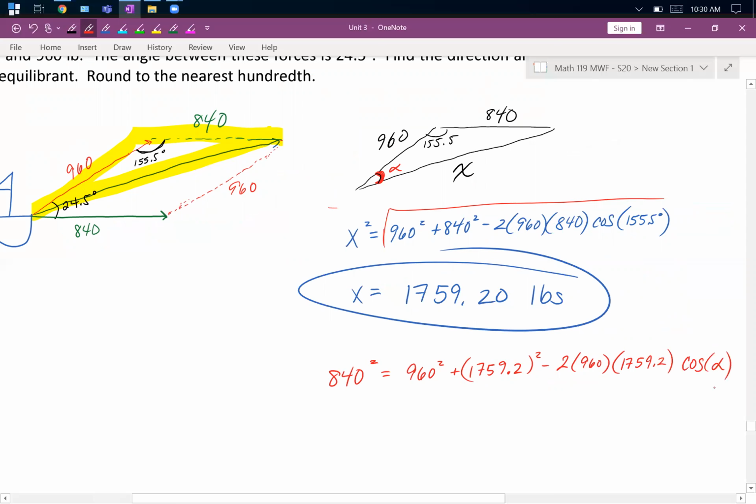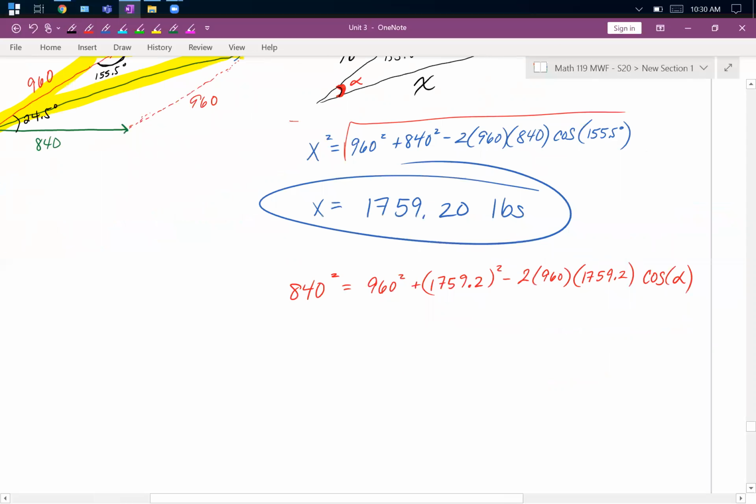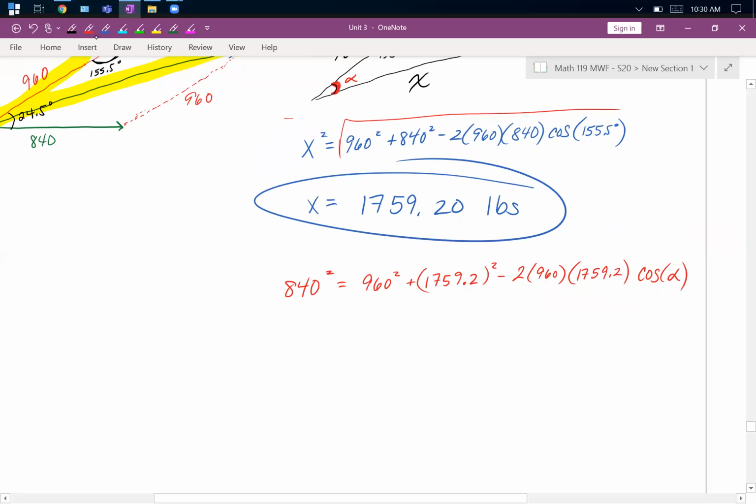Because I'm already working with a rounded value, 1759.2, I would do my best to try to plug this all in my calculator at one time. Like, you know, subtract those two over, divide by this stuff, and then do inverse cosine to get my alpha, just so I wasn't rounding and rounding and rounding.